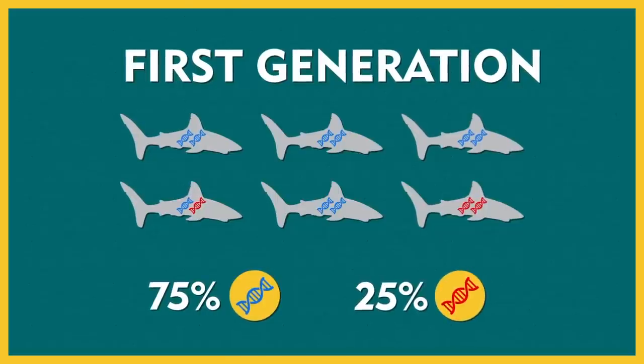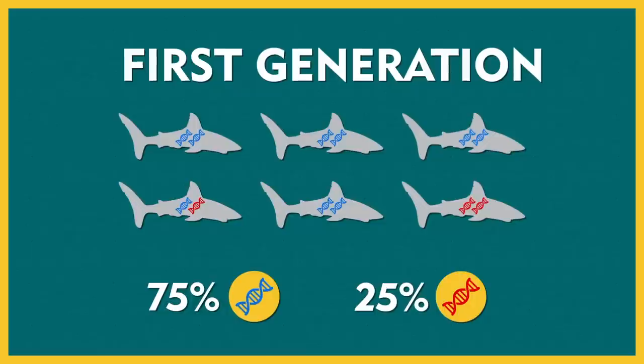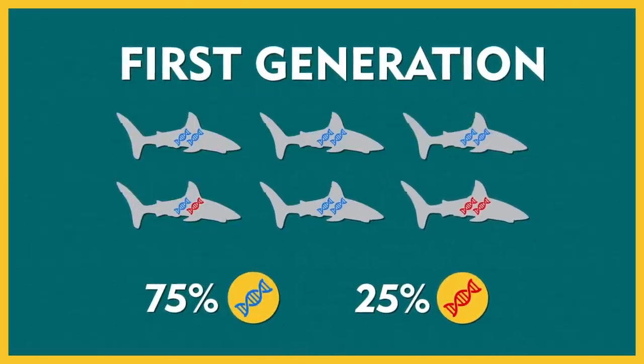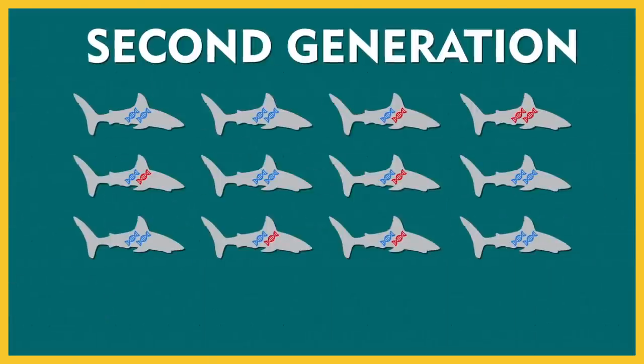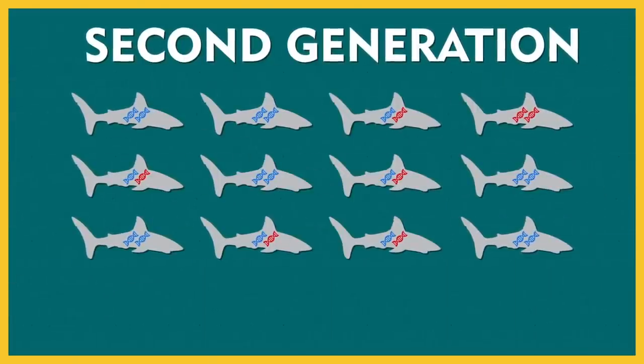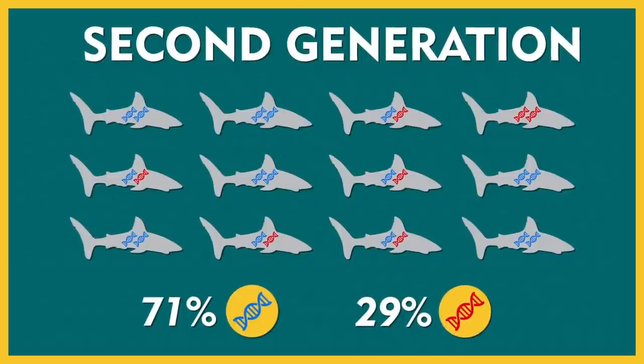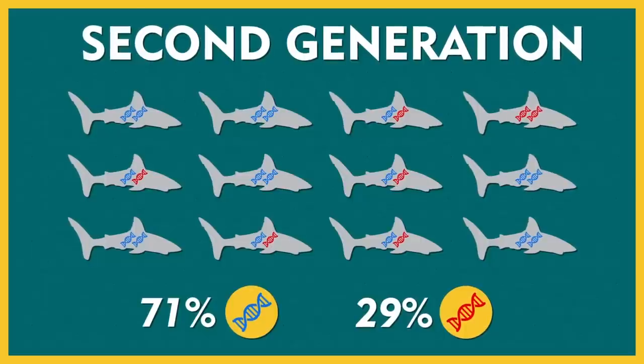When individuals in this population begin to mate, there are all kinds of things that can happen. By chance, it's possible that one individual doesn't mate at all, or that a shark with 2 blue copies mates with a shark with 2 red copies. This means that in the next generation, the frequencies of those blue and red genes won't be 75% and 25% anymore. They could be something like 71% and 29%. And that change in gene frequencies over time due to random sampling is what we call genetic drift.